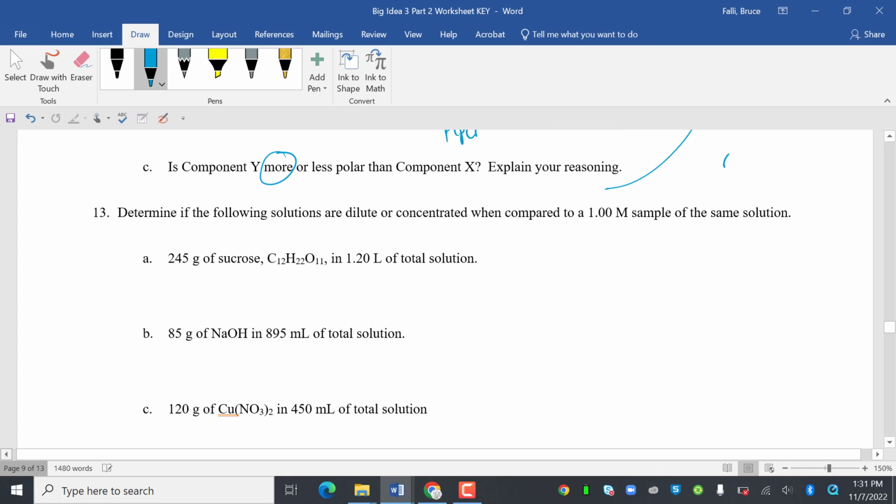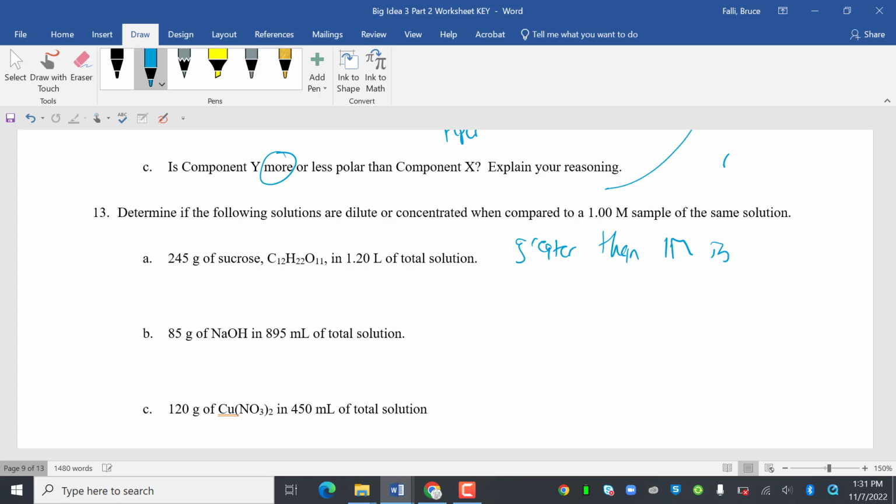The following solutions are dilute or concentrated when compared to a 1 molar sample of the same solution. So that just means greater than 1 M is concentrated. Less than 1 molar is dilute.